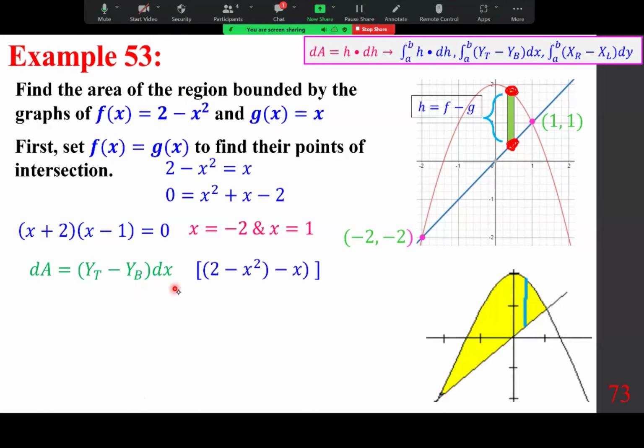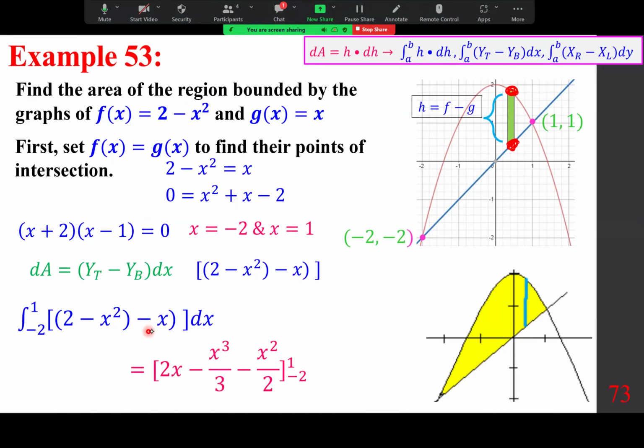And we are going to integrate this from the x coordinate of this point to the x coordinate of this point, from -2 to 1. They happen to be the same, the x and y coordinates. So this is 2x, this is -1/3 x cubed, this is -1/2 x squared, from -2 to 1.